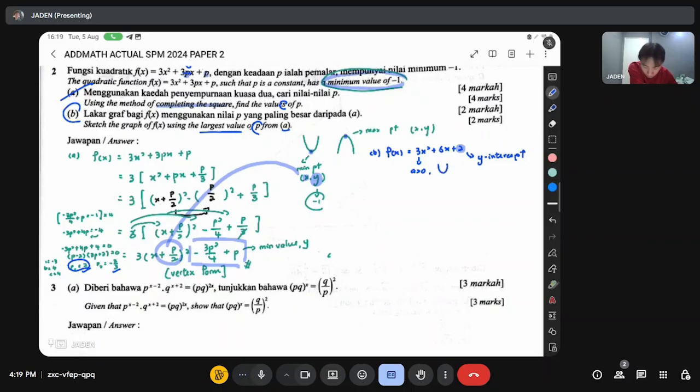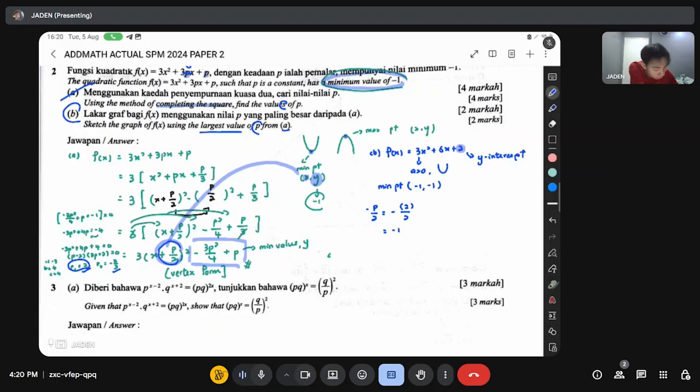Next thing is I want to see what my minimum point, the coordinate, is. The x-coordinate is negative p over 2, which means negative bracket, the p value is actually the value that we found just now, which is 2 here. So negative 2 divided by 2, you get negative 1. That means my minimum point is at (-1, -1). That will be my minimum point.